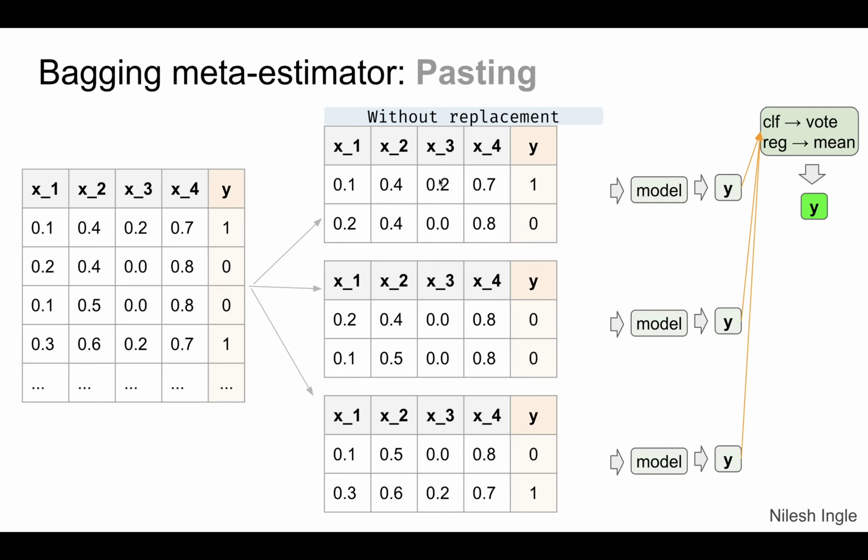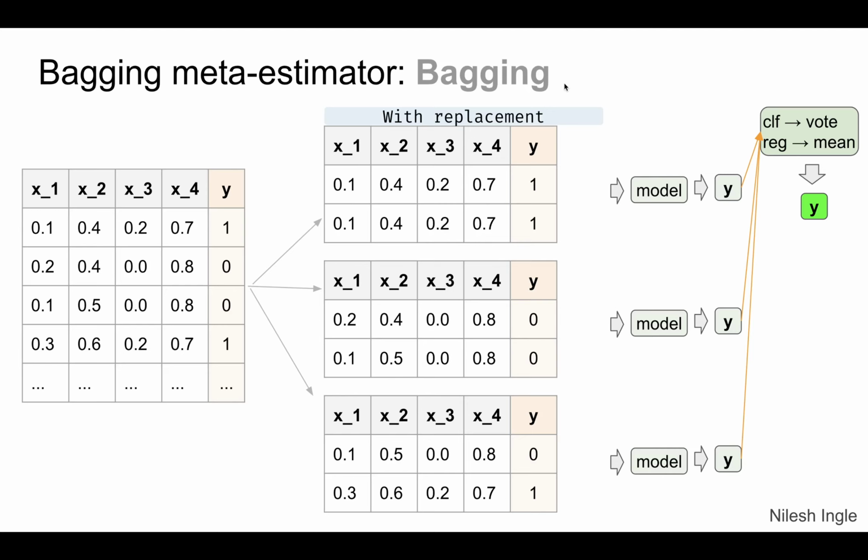So for without replacement, we can get these smaller data sets from the main data set, fit a model, come up with a prediction, and then we can get the predicted value: a vote for classification, and if it's a regression, then we can take the average value of all the predictions. Similar to pasting, which we saw here, we have bagging.